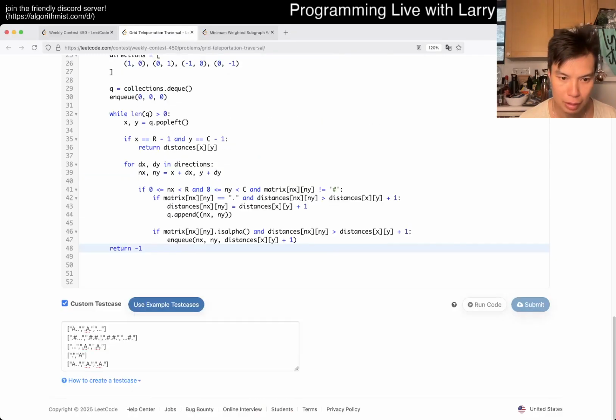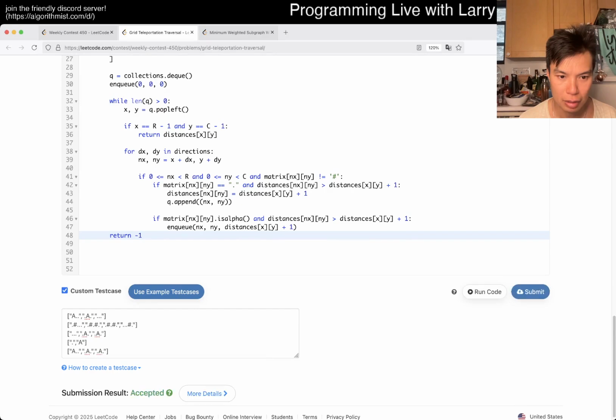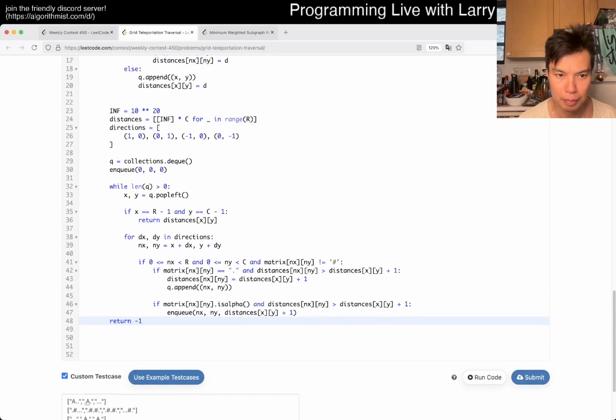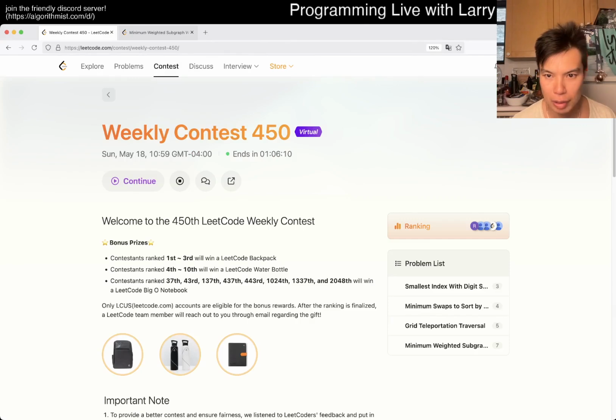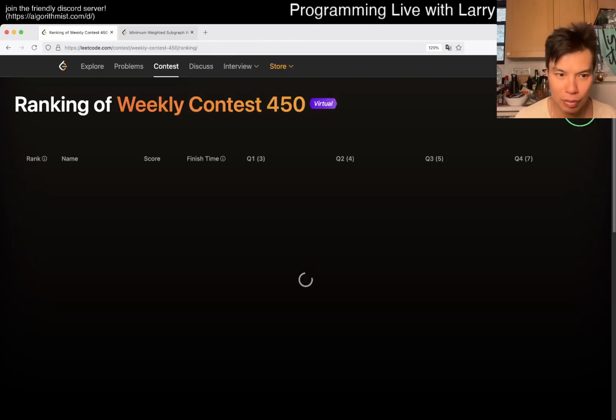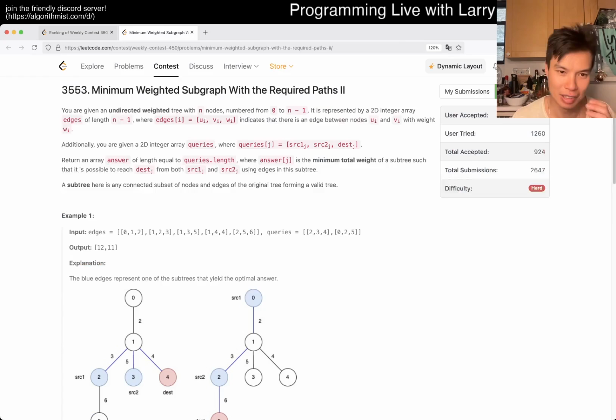We'll submit. Come on, no wrong answers. Okay, good. Okay, let's not linger. Q4. How am I doing on ranking so far? Ooh, not great. A lot of people got Q4 very quickly. I guess I'm doing this quickly, so I guess they haven't removed the cheaters yet.